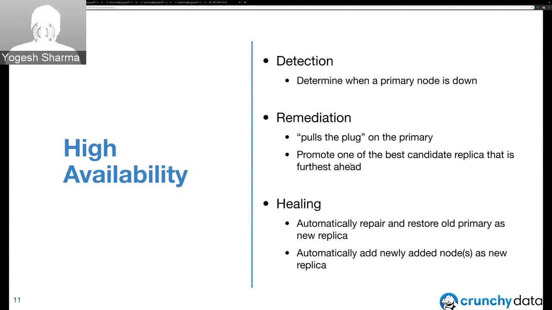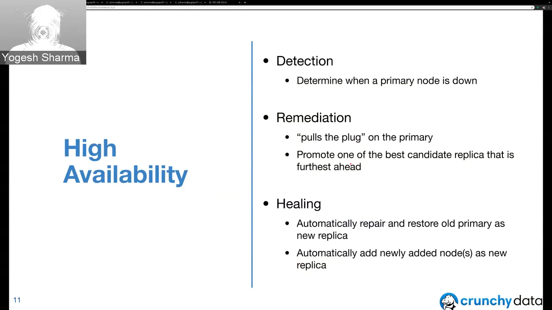When it's detected that the primary node is down, Patroni is going to pull the plug on that node if that node is still running. If that node is completely dead, that means hardware died. That's a different case. In that case, other nodes are going to have an election, a leader is elected, and a new primary is selected. In case we are doing a controlled failover, or to say a switchover, we pull the plug on the current primary and promote the best replica that is farthest ahead.